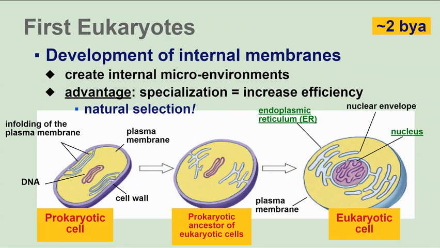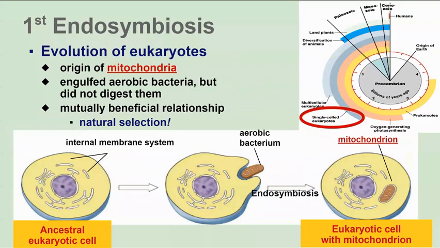And so then the cells that had developed these internal membranes would have some kind of advantage in terms of survival, maybe even reproduction. And then that would lead to natural selection because they'd be the ones that'd be more likely to survive and reproduce. And all of this happened somewhere about 2 billion years ago. Okay, then after that point, the first endosymbiosis happened.